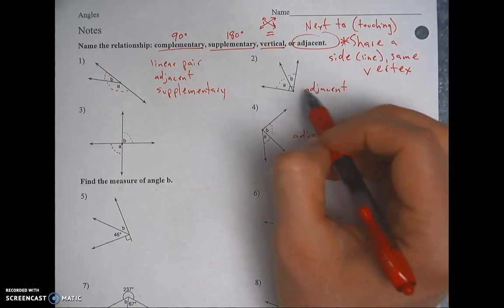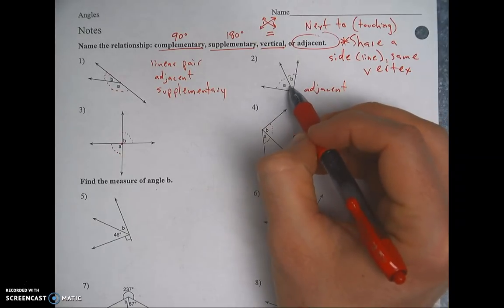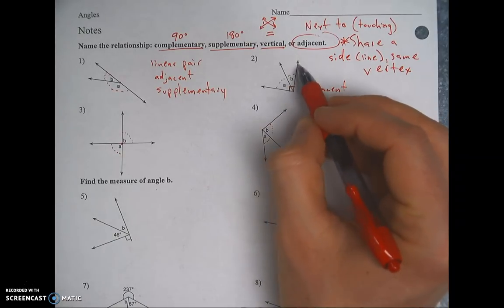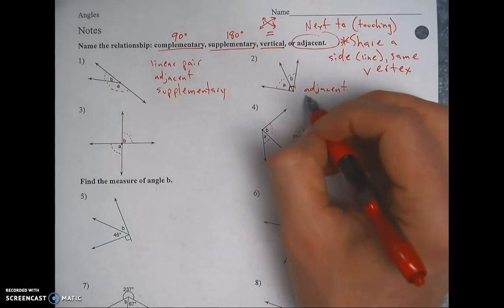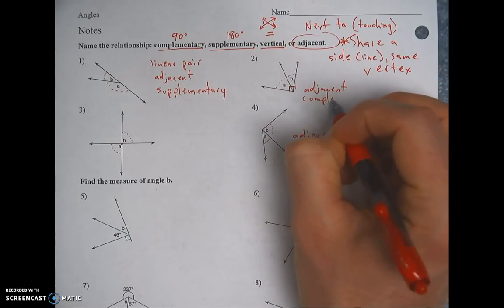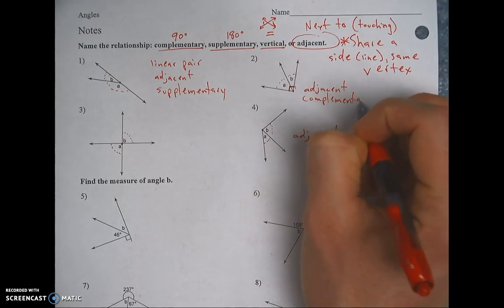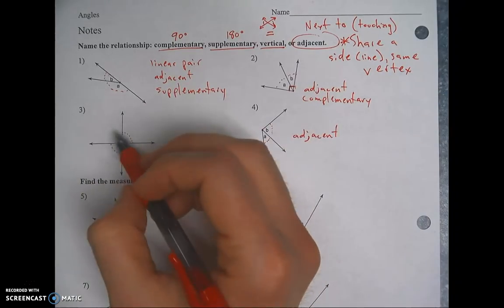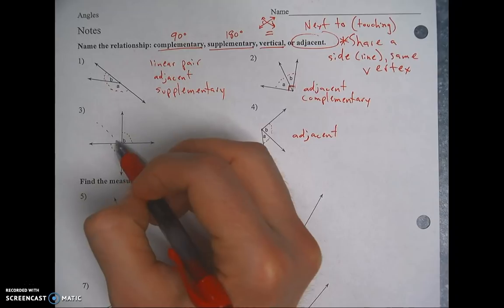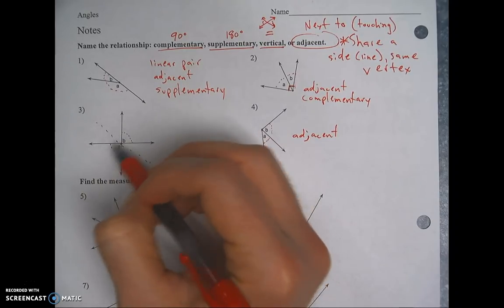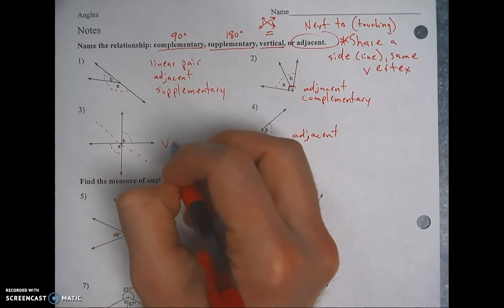These two, they're adjacent, but they also are more specific than that. This box tells you that this big angle is 90 degrees. These two angles make up that bigger angle, so these are complementary. Number three, we said they're not adjacent. These are opposite each other. If you folded this over this line, they would be right on top of each other and equal. These are your verticals.